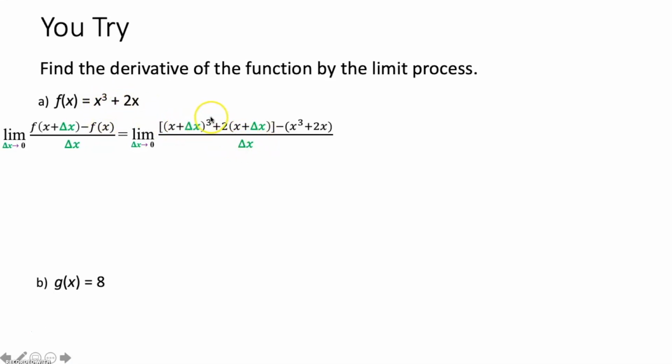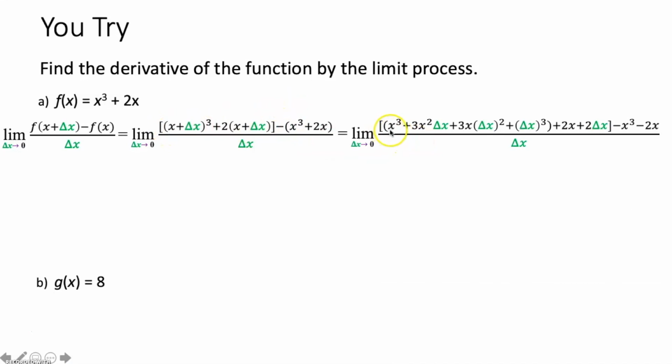x plus delta x cubed, we are going to have to FOIL twice. So you're going to have x plus delta x, the quantity, times x plus delta x, the quantity, times x plus delta x, the quantity. And that is going to look something like this: x cubed plus 3x squared delta x plus 3x delta x squared plus delta x cubed. This right here, we distribute the 2 to the x and to delta x, so we get 2x plus 2 delta x. And then over here, we distribute the negative sign to the x cubed and to the 2x.